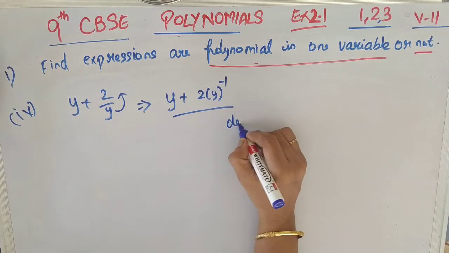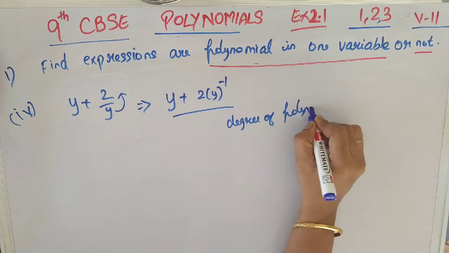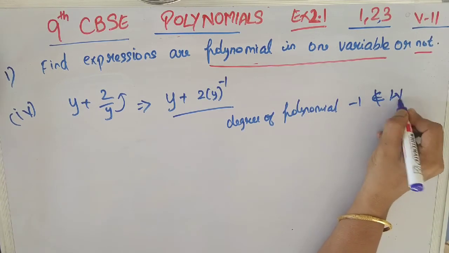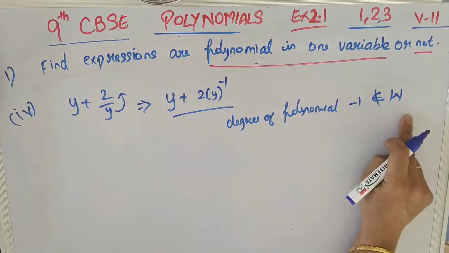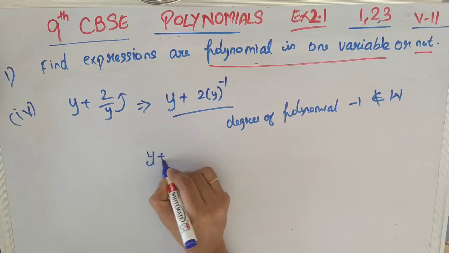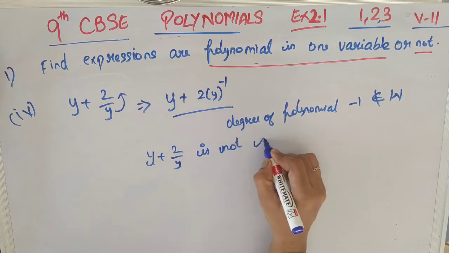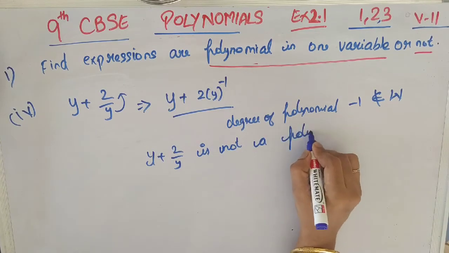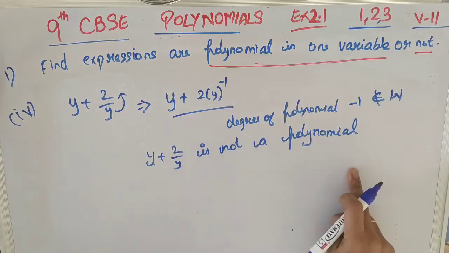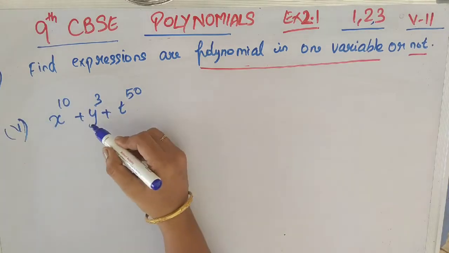So y plus 2 y power minus 1. This power minus 1 is the degree of polynomial. This is not an element of whole number, isn't it? True or false? Yes, it's not an element of whole number. Therefore, this y plus 2 by y expression is not a polynomial at all. Am I correct? Because the degree of polynomial, minus 1, is not an element of whole number. So it is not a polynomial.